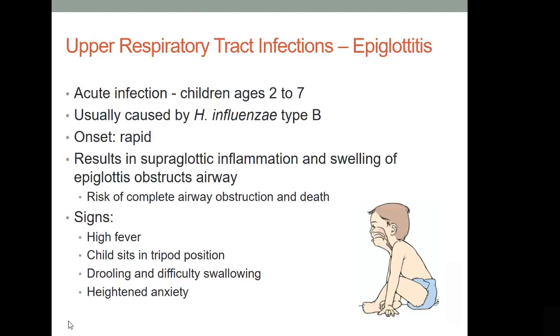Signs include high fever. A child may sit in the tripod position in order to breathe better. Drooling because they're not swallowing, difficulty swallowing, and anxiety. I'm going to show you a video. This boy is pretty sick and trying to sleep.